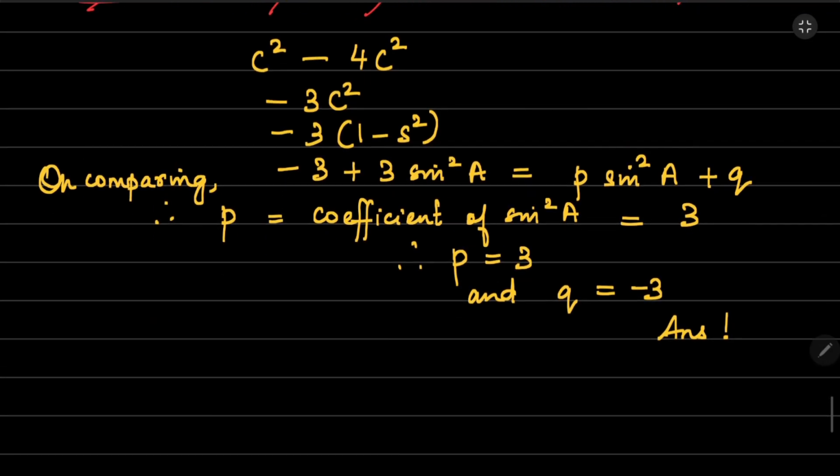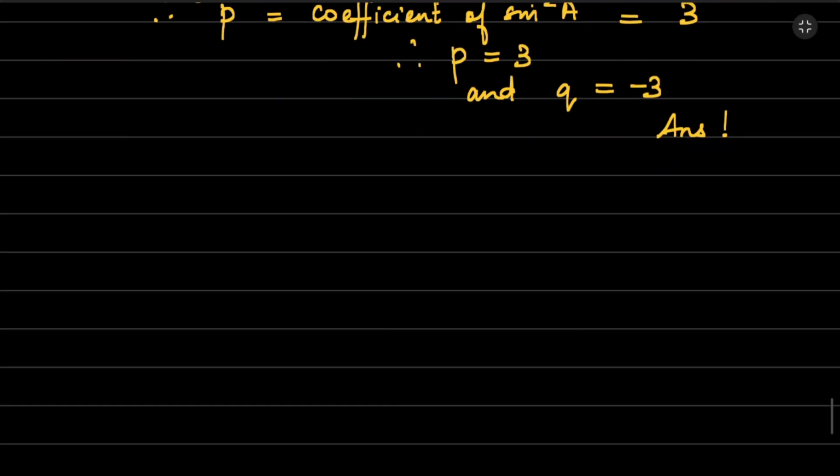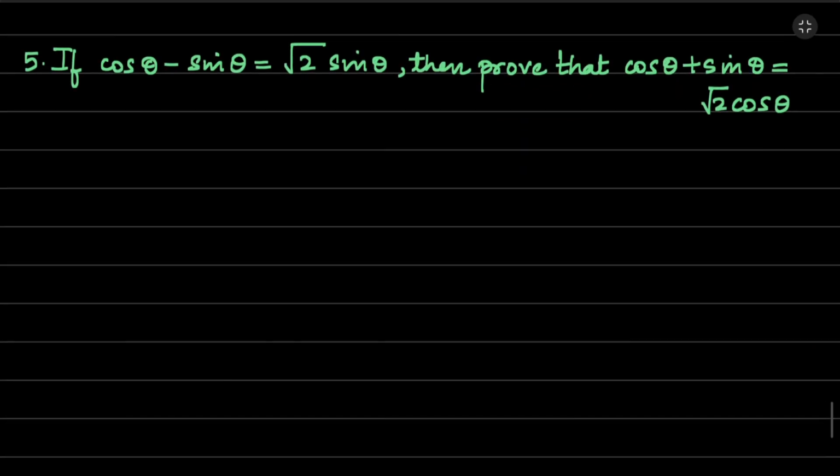Let's move on to the next question. If cos theta minus sin theta is equal to root 2 sin theta, then you have to prove that cos plus sin is equal to root 2 cos theta. Again, a very, very interesting question. Let's do it. Cos minus sin is equal to root 2 sin theta.